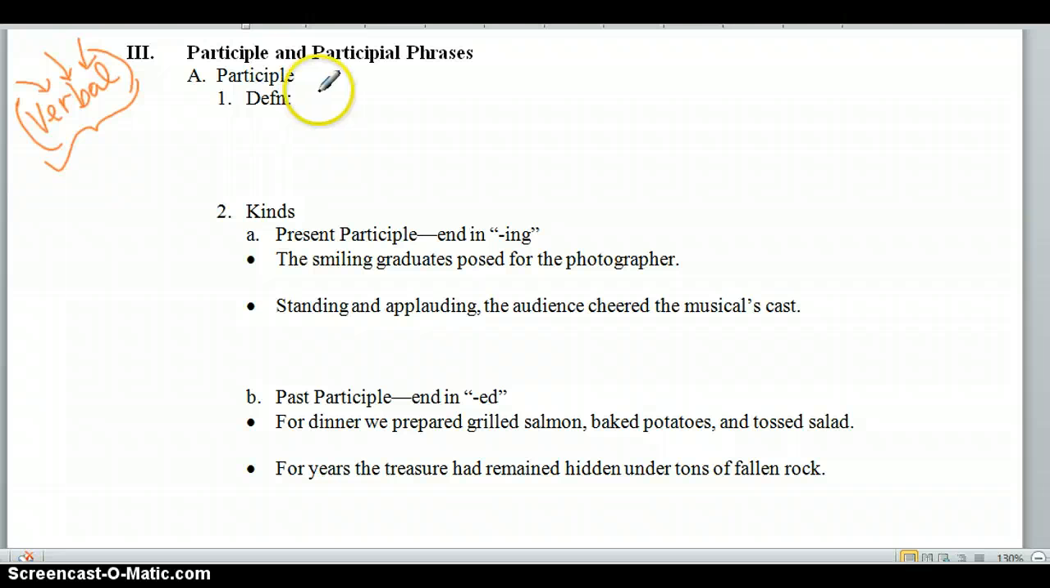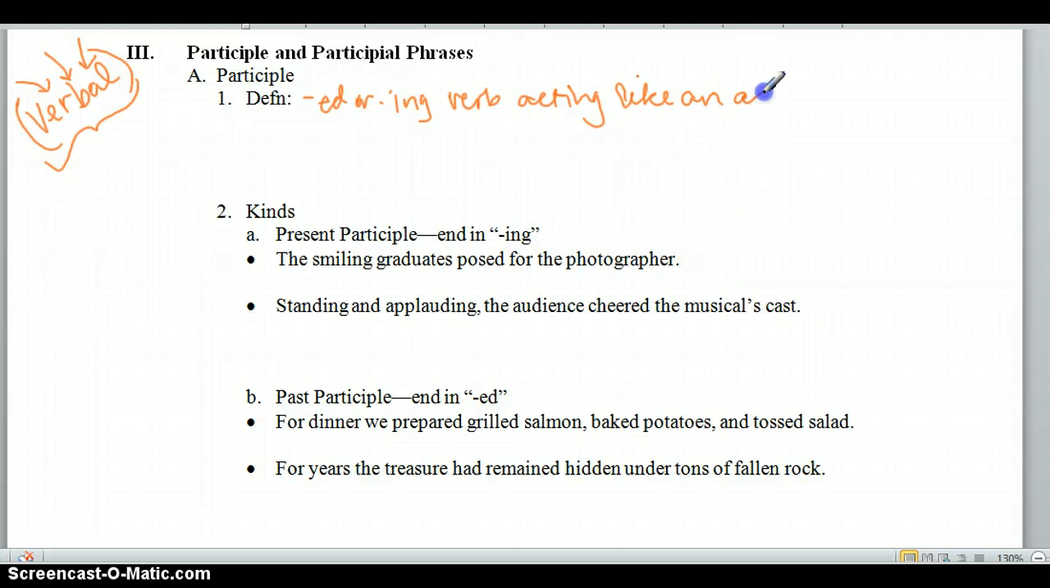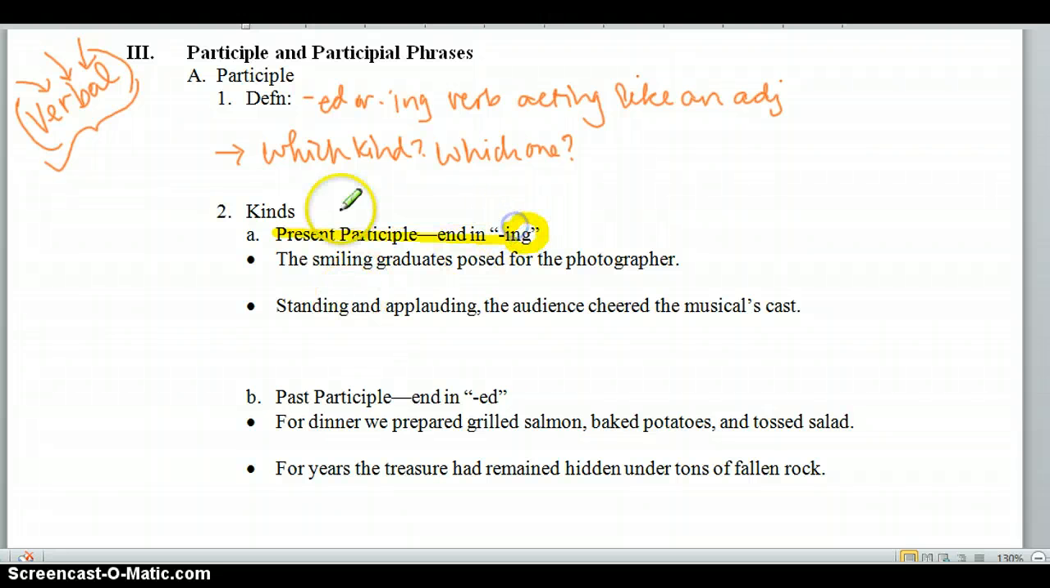So the definition of a participle is an ed or an ing verb acting like an adjective. That means it's still going to answer our key questions of which kind and which one when it is modifying nouns and pronouns. So our first kind is a present participle, which is a verb that ends in ing.